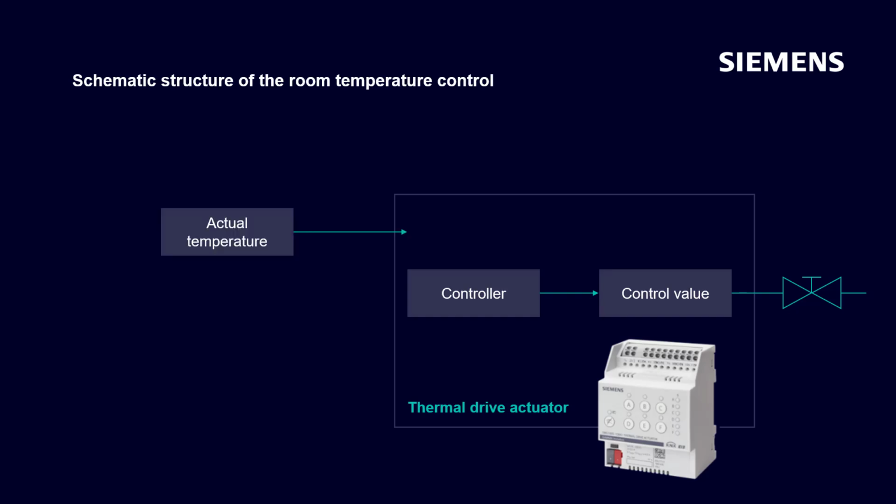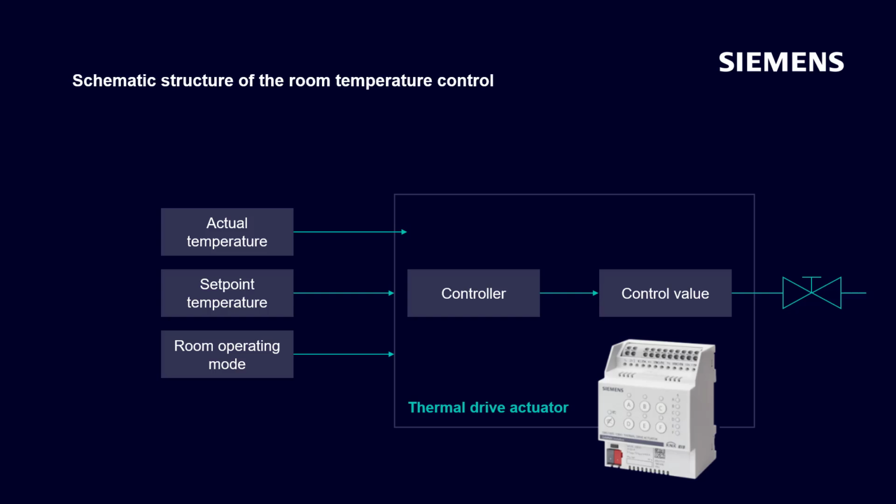The controller requires the actual temperature in the room as input variable. It also needs a set point temperature. This is the default value to which control is to be performed, and a room operating mode can be set. A distinction is made between the 4 different room operating modes: comfort mode, pre-comfort mode or standby mode, energy saving mode or night setback, and protection mode. These are set depending on the room usage. Each room operating mode is assigned a suitable setpoint temperature during commissioning.